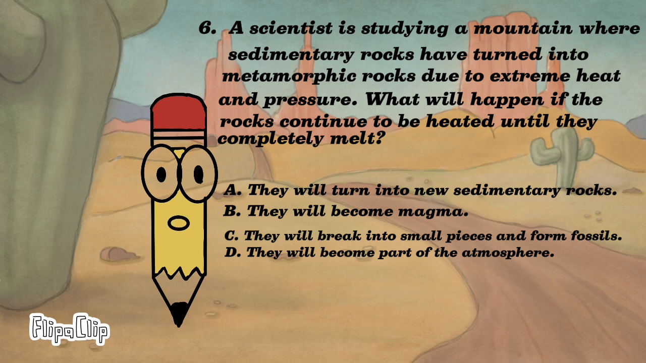6. A scientist is studying a mountain where sedimentary rocks have turned into metamorphic rocks due to extreme heat and pressure. What will happen if the rocks continue to be heated until they completely melt? A. They will turn into new sedimentary rocks. B. They will become magma. C. They will break into small pieces and form fossils. D. They will become part of the atmosphere.